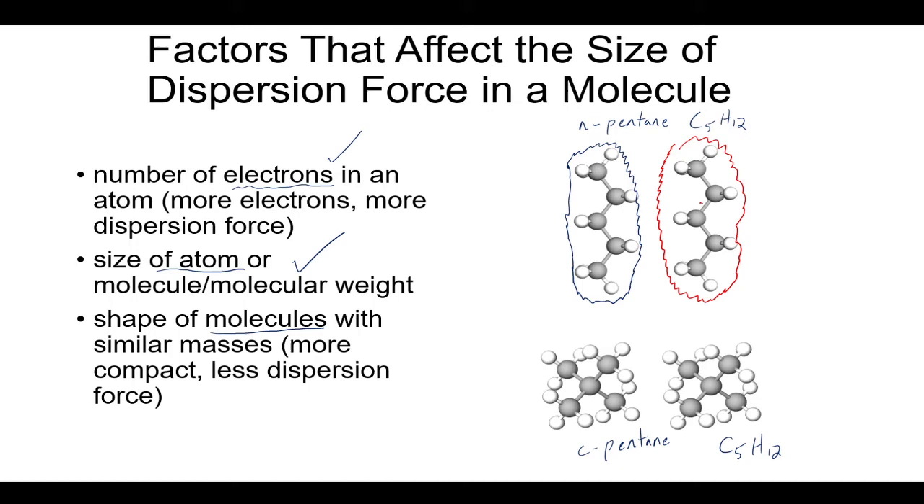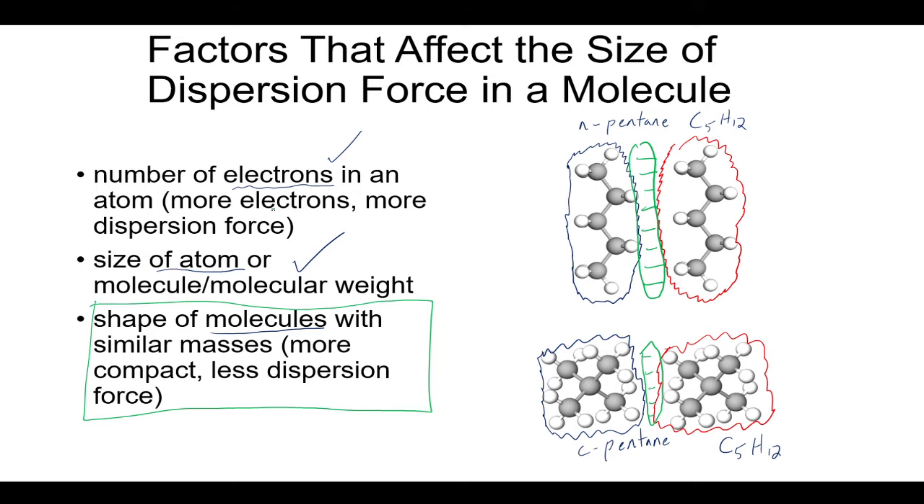Now, this is a whole lot more interaction between these two molecules, right? Then the cyclic pentane down here. Right, so here it's just a shape argument that the strength of this interaction is about the area over which that interaction can manifest itself. And the area of that interaction is larger in pentane when it's in this linear form than when it's in this sort of more spherical compact form. Okay, so the shape of molecules will also have an effect.